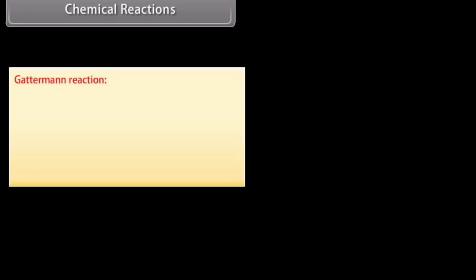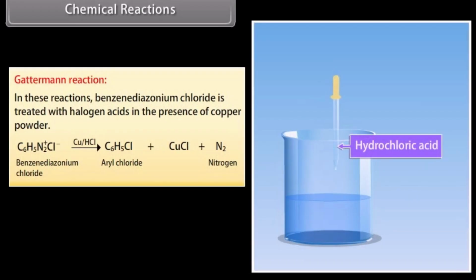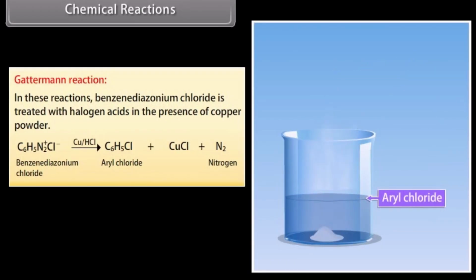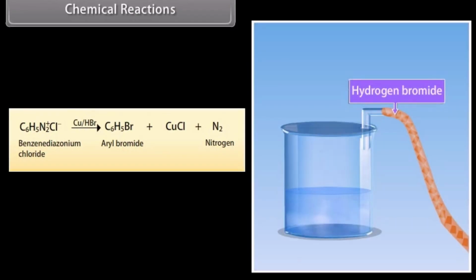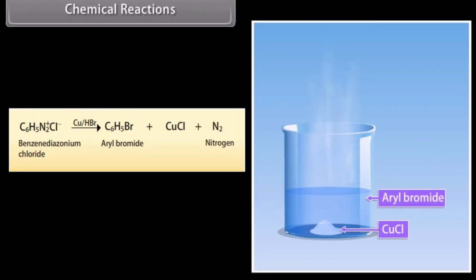Benzene diazonium chloride reacts with potassium cyanide and cuprous cyanide and yields aryl cyanide and evolves nitrogen gas. These reactions are known as Sandmeyer reactions. Gattermann reaction. In these reactions, benzene diazonium chloride is treated with halogen acids in the presence of copper powder. Benzene diazonium chloride reacts with hydrochloric acid and copper powder, yielding aryl chloride, cuprous chloride and liberating nitrogen gas.